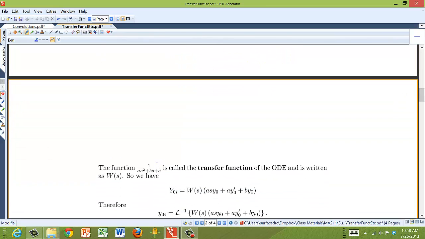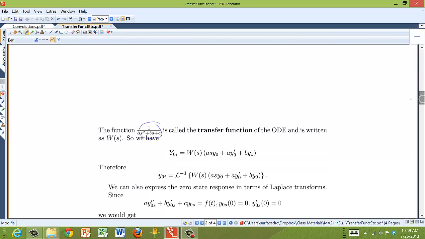So this guy, the 1 over as squared plus bs plus c, that's called the transfer function of the system, right? And where did the as squared plus bs plus c come from? Where are the a, b's, and c's? Remember, this is the problem a y0i double prime plus b y0i prime plus c y0i equals 0. Okay, so the a, b, and c in the transfer function come from the coefficients in the ODE. So this function is called the transfer function. It's a function of s, and your book writes it as capital W of s. So that's what we'll do.